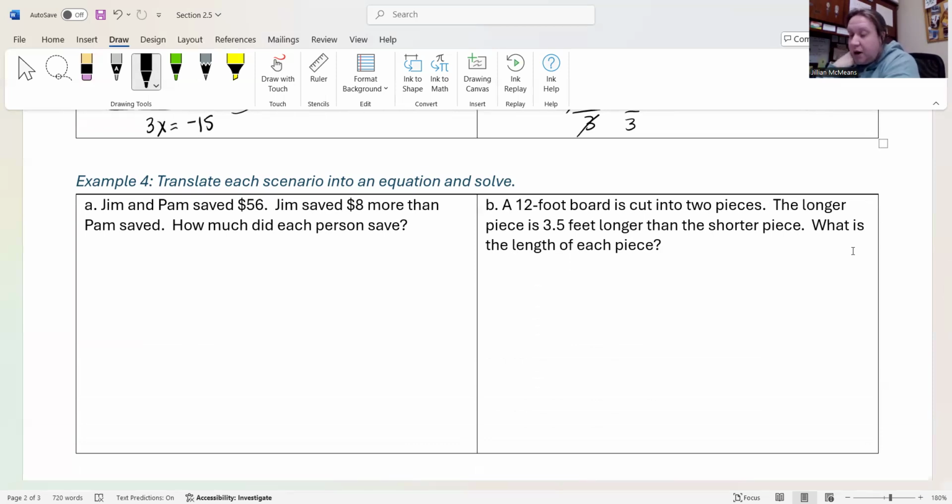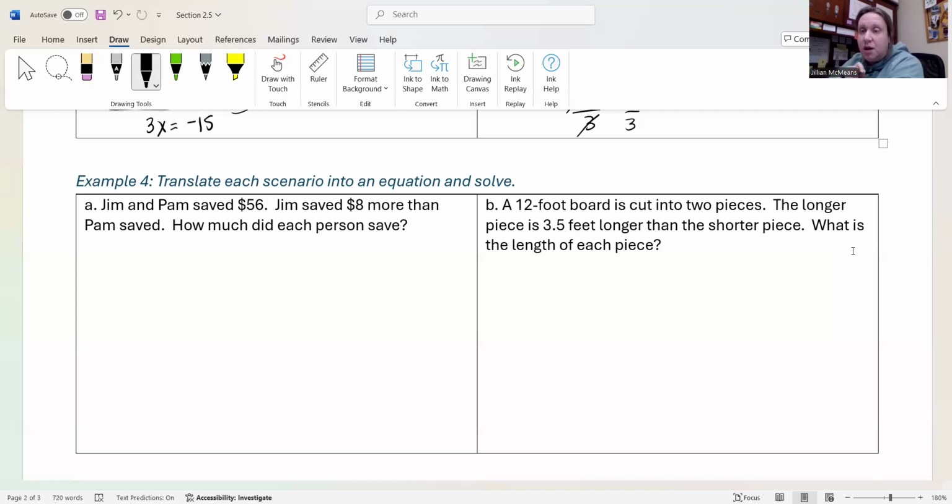Okay? So for part A, I was clearly watching The Office when I came up with this problem. Jim and Pam saved $56. So we know right now between Jim and Pam, if they add up all of their savings, their piggy banks or whatever, they have $56. So we know that, okay? Jim saved $8 more than Pam, okay? How much did each person save?